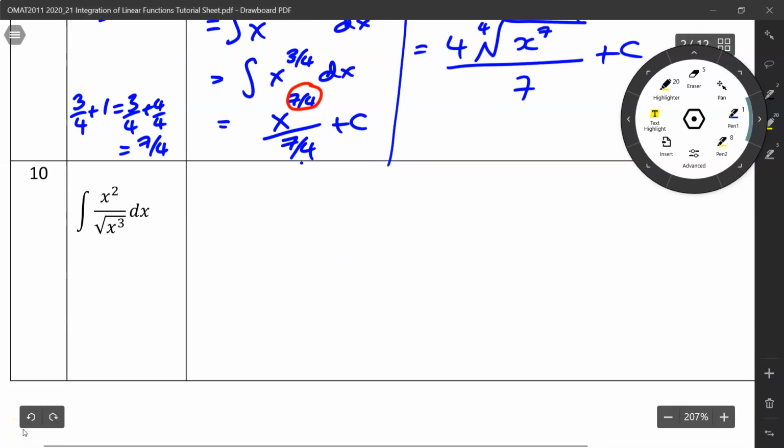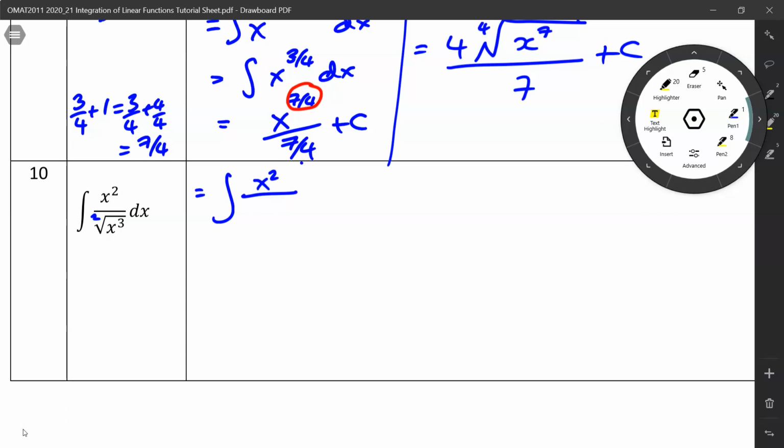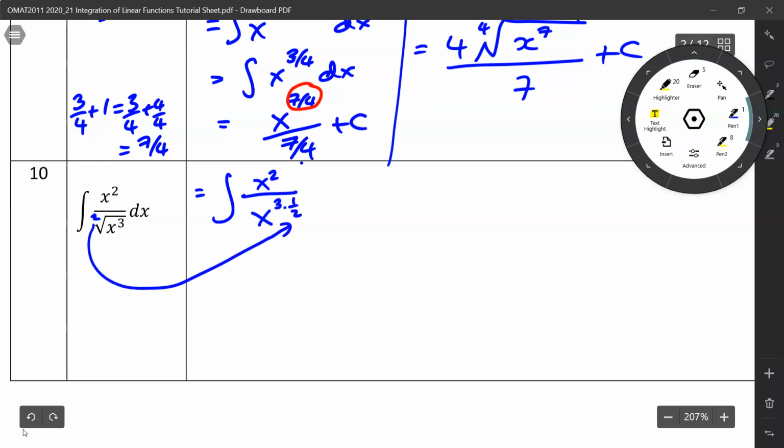This is equal to the integral of x squared. So our first step is we have the square root of x cubed. So that is actually a tricky enough one to get. It's x cubed to the power of a half. Okay, the half is coming here because it's the square root.